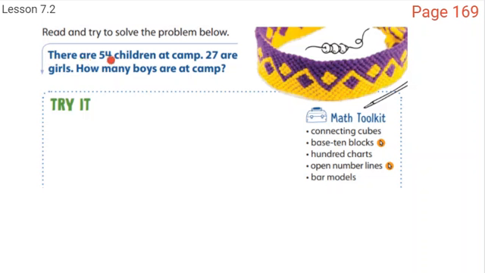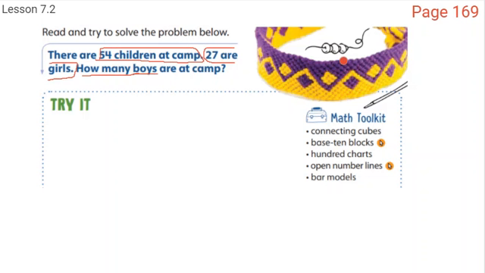There are 54 children at camp. 27 are girls. How many boys are at camp? Let's go back through. There are 54 children at camp. So I'm going to circle that. I'm going to put a box around it. Or if you have a highlighter, just highlight it. Then it says 27 are girls. Ooh, that's some more information. And then here's some key information. How many boys? Ooh. Well, we know there's 27 girls, and there's 54 total.